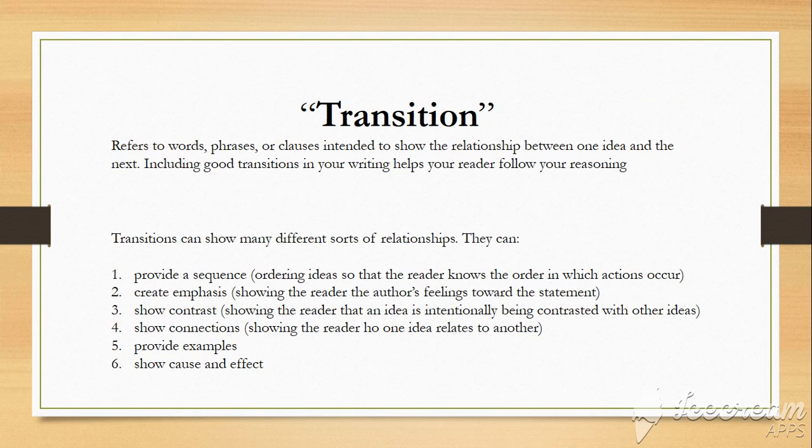They can provide sequence, so that if you're telling something that needs to be told in order, you use transition words to make sure that your reader sticks with the order. They can create emphasis, showing how the author feels toward a particular thing. They can show contrast, showing that now you're introducing an idea that is not in line with the idea you've just talked about. They will show connections, showing the reader how one idea relates to another. They can provide examples or introduce the provision of examples, and they can show cause and effect. This happened because that happened. So let's look at each one of these a little bit more closely.